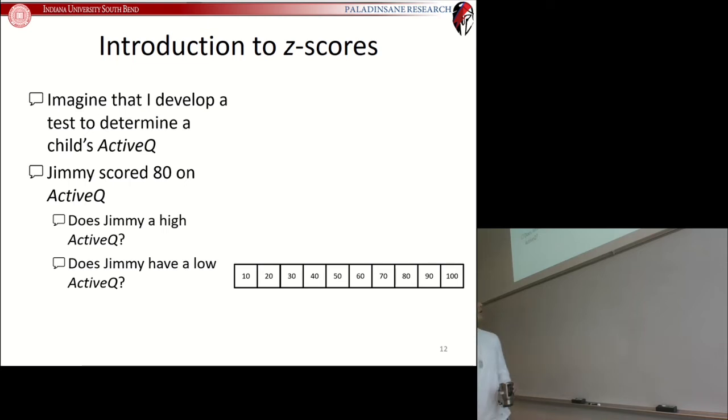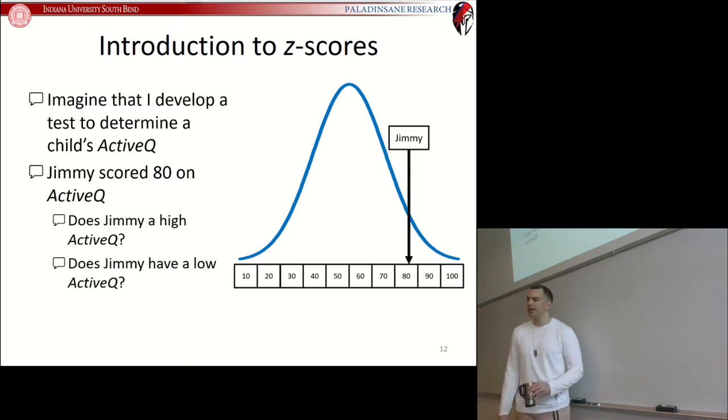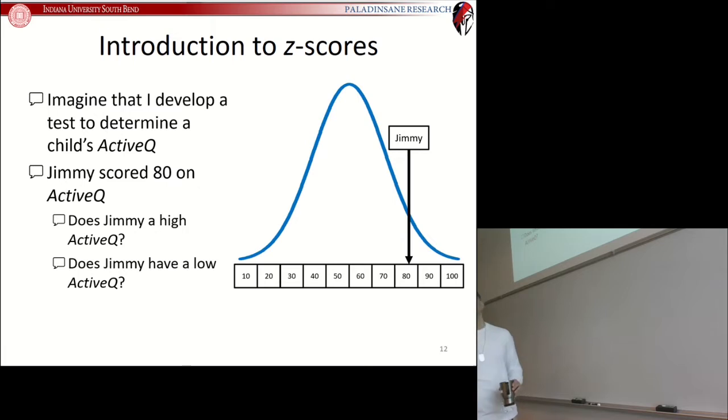So these are the possible scores on that Active Q test. And that is a distribution of scores in the population, right? So we've got scores all the way from 10 to 100. And this is the distribution of individuals in the population and their scores on the Active Q. Well, then we can see that Jimmy's score is right there. And it is a high score. There are very few individuals in this population that have scored higher than Jimmy on the Active Q, and most of the population scores lower than Jimmy on the Active Q. So in this case, 80 on the Active Q represents a high score. He has a high level of activity.